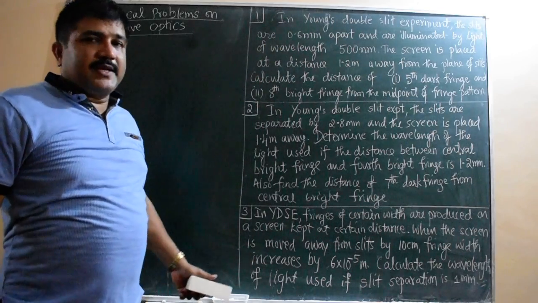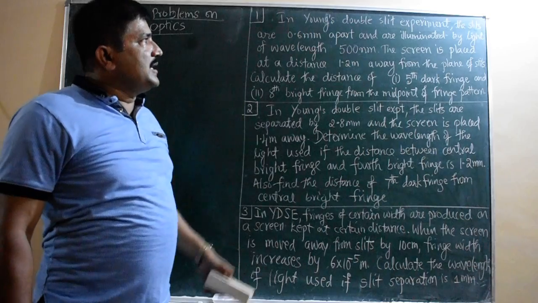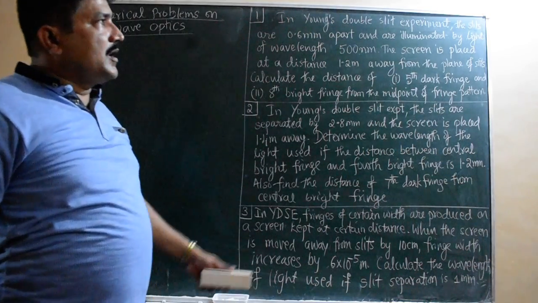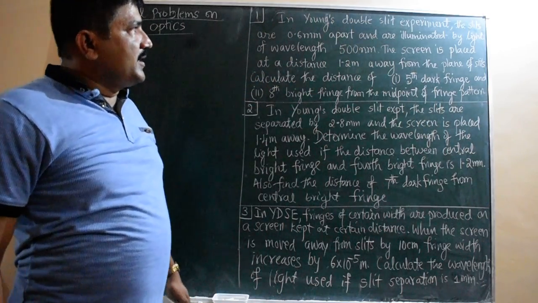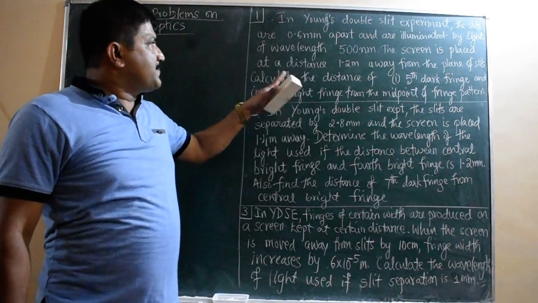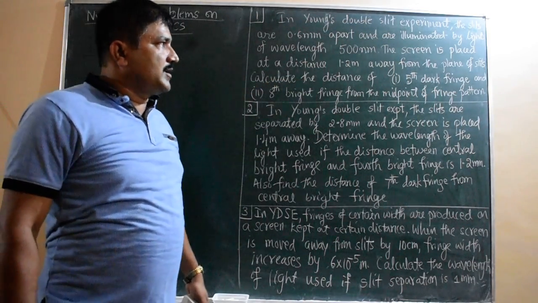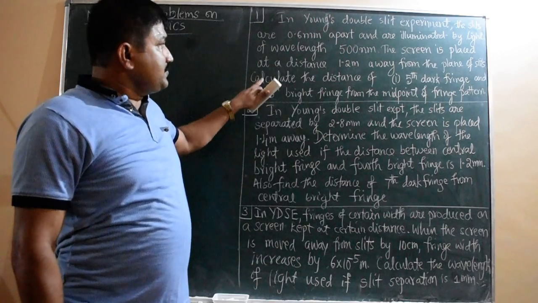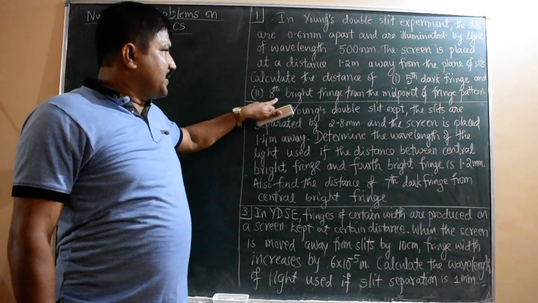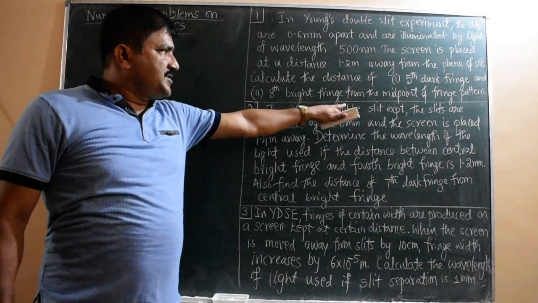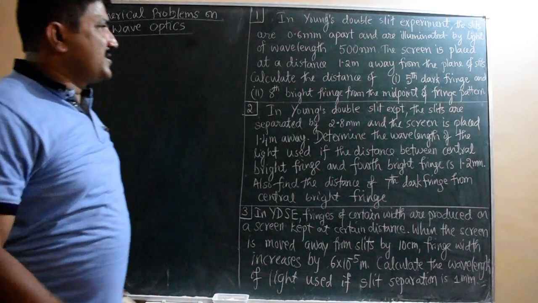In Young's double slit experiment, the slits are 0.6 millimeter apart and are illuminated by light of wavelength 500 nanometer. The screen is placed at a distance of 1.2 meter away from the plane of slits. Calculate the distance of the fifth dark fringe, and second part, the eighth bright fringe, from the midpoint of the fringe pattern. So this is the question.